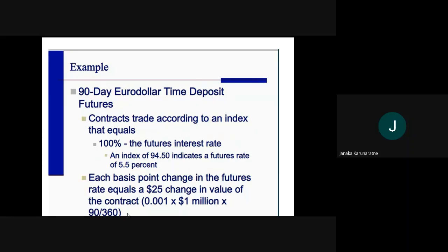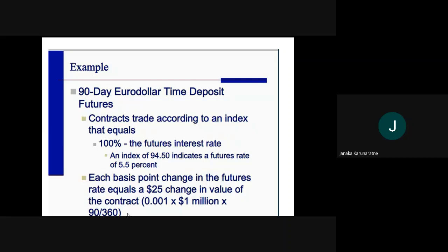Contracts trade according to an index. The contract price, or rather the index, is called 100% minus the futures interest rate. If the futures interest rate is 5.5%, the index is trading at 94.5. So depending on the futures interest rate, your price will vary every day.